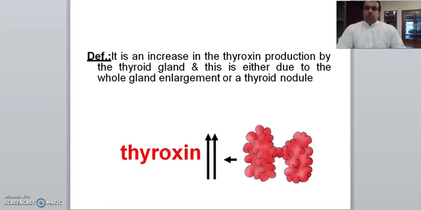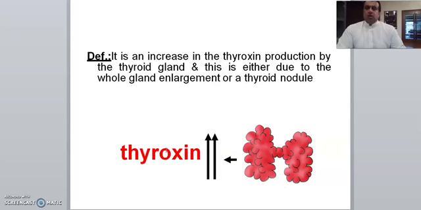So exactly what thyrotoxicosis is: the thyroxine production by the thyroid gland is increased, either due to the whole enlargement of the thyroid gland, which is called a goiter, or just a thyroid nodule. Sometimes it's just a very small nodule which is producing excessive hormones, and sometimes the whole gland is not producing excessive hormones.